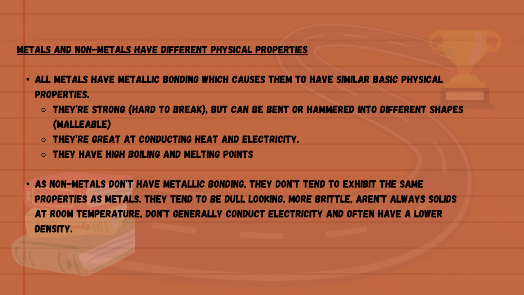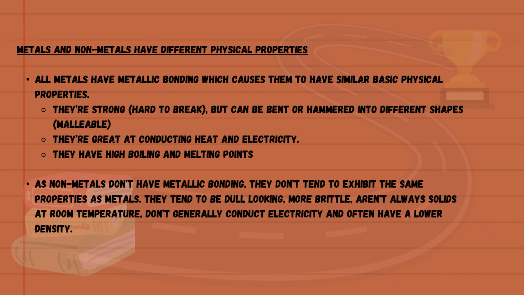Metals and non-metals have different physical properties. All metals have metallic bonding, which causes them to have similar basic physical properties. For example, they're strong, hard to break, but can be bent or hammered into different shapes, malleable. They're great at conducting heat and electricity, and they have high boiling and melting points.